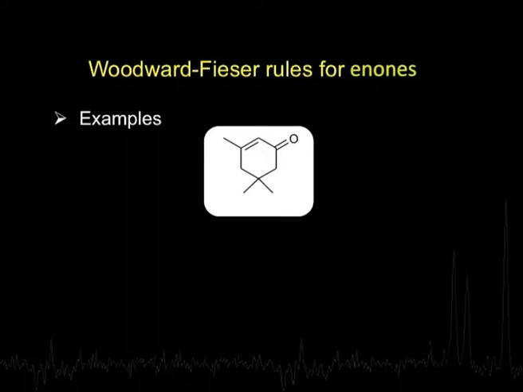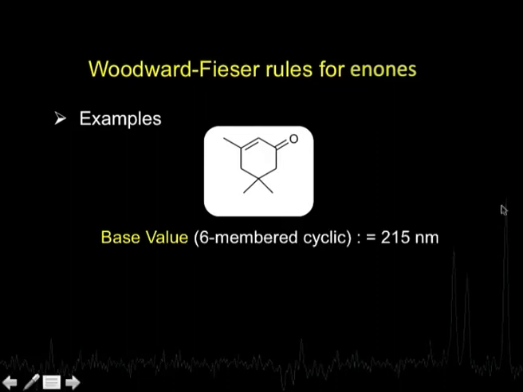Take another example. In this molecule, again the first step is to understand the base value. To give the base value here, we have to identify the chromophore. In this case, this is the carbonyl, this is the ene, so this is my enone. This part of the chromophore happens to be a member of a cyclic system. Since it is a 6-membered cyclic system, the base value happens to be 215 nanometers, as we discussed earlier. Then we have to look for the substituents.